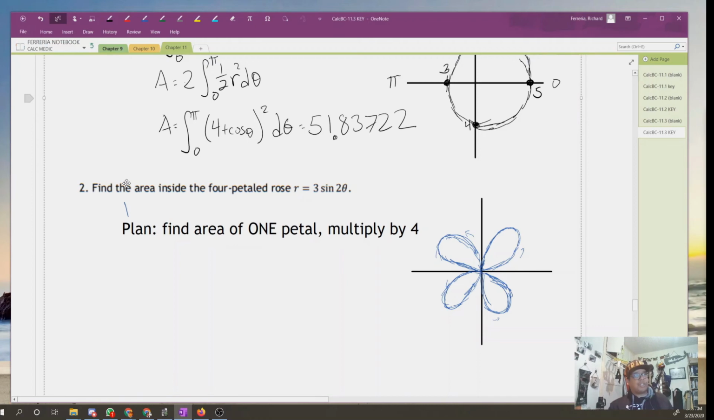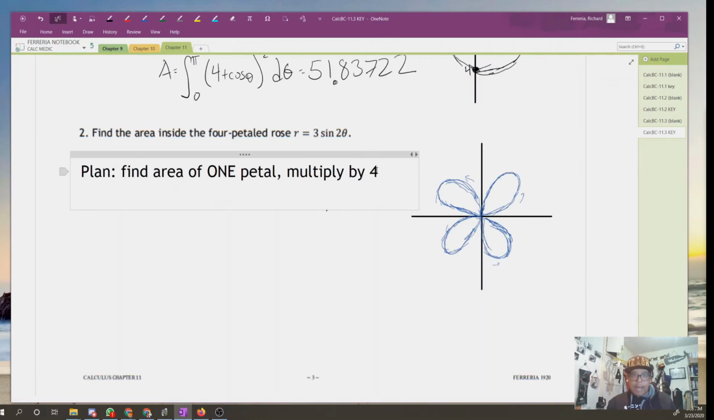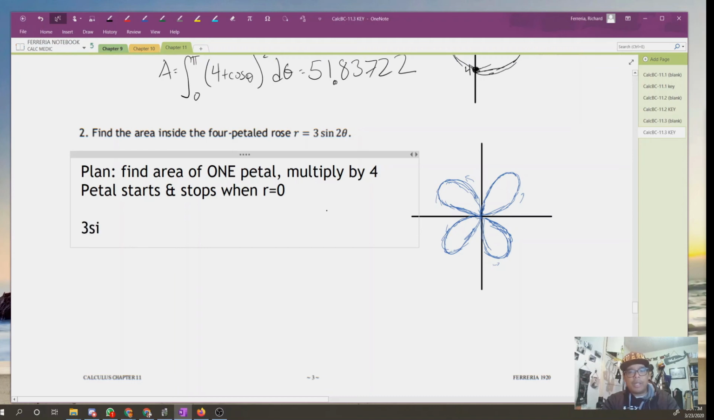So a petal starts and stops when r is equal to 0. For any rose curve, the petal starts and stops when r equals 0. So for us, that means we're looking at when is 2 sine 2 theta. You'll use an x here. When is that equal to 0? And I put a 3, and it should have been a 2.